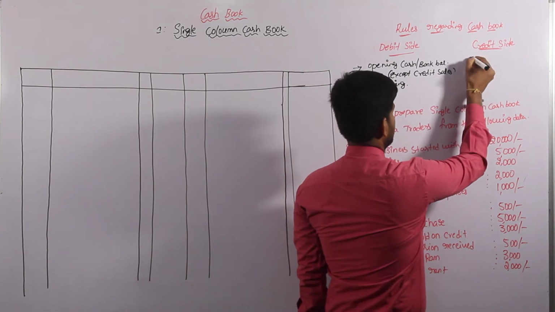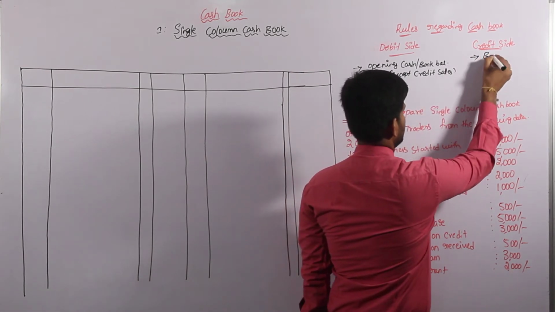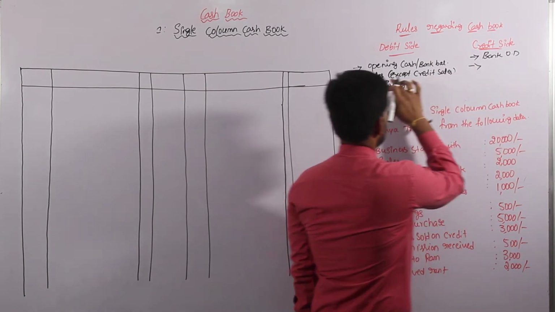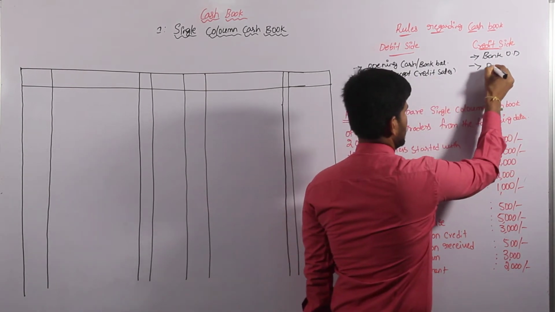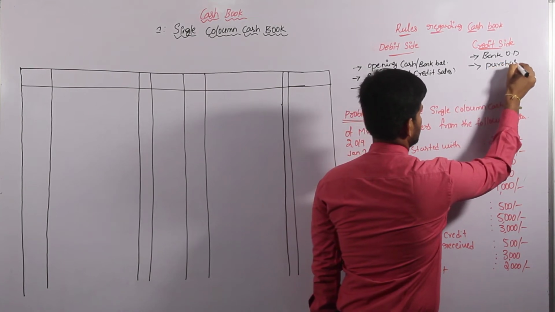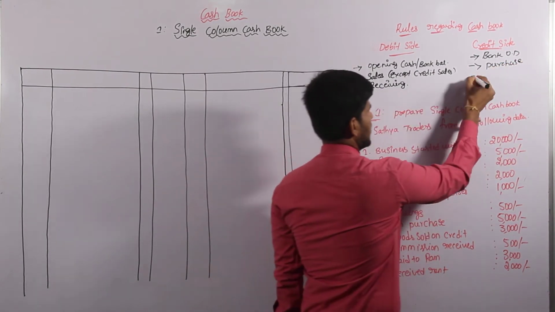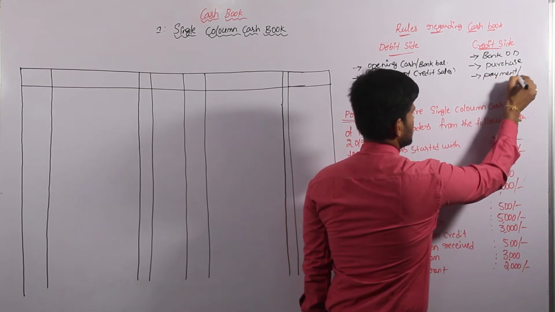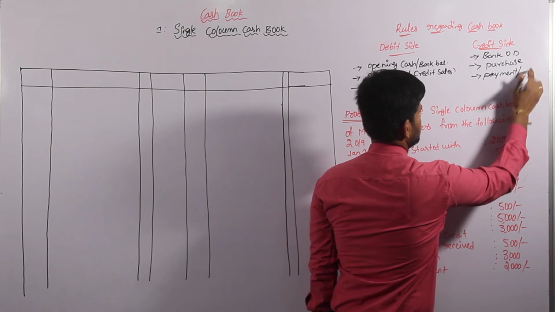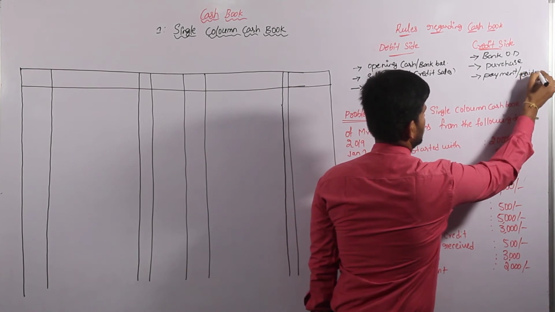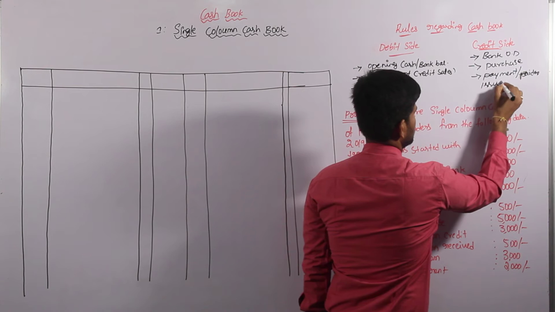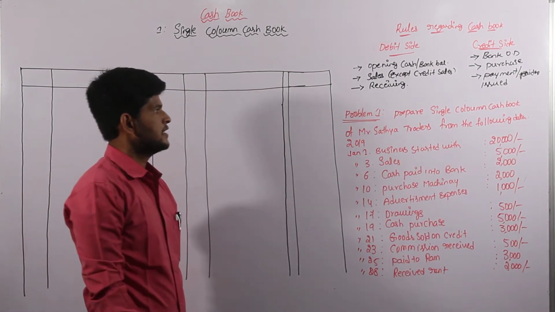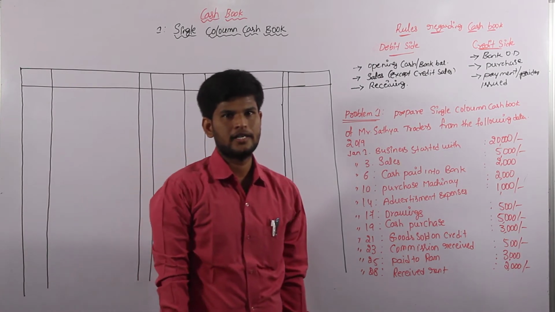And credit side, we have to enter bank overdraft, and next one is, here we are entering sales, here we have to enter purchase. Here we are receiving and credit side we have to pay. Payments. Payment is nothing but purchase or paid or issued. These are all the basic conditions regarding how to prepare single column cash book, two column cash book and three column cash book.